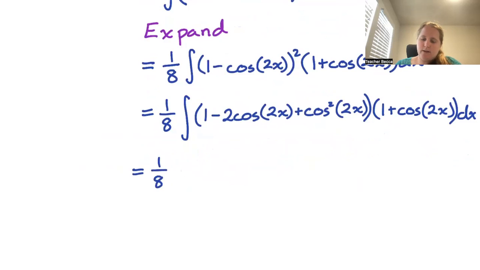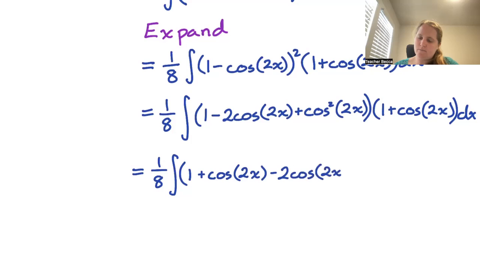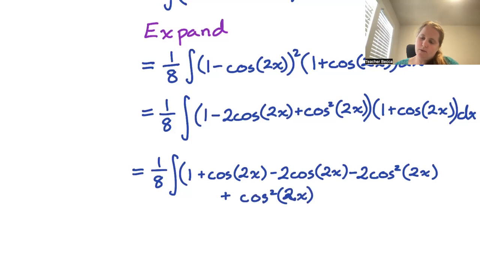Multiplying that out, we were looking at 1/8 times the integral of, we would have 1 times 1 is 1. Then we would have plus cosine of 2x. Then we would have a minus 2 cosine of 2x. And a minus 2 cosine squared of 2x. Then we would have a plus cosine squared of 2x. And a plus cosine cubed of 2x. And then dx.